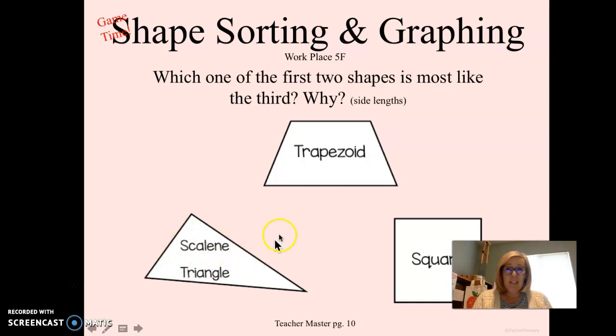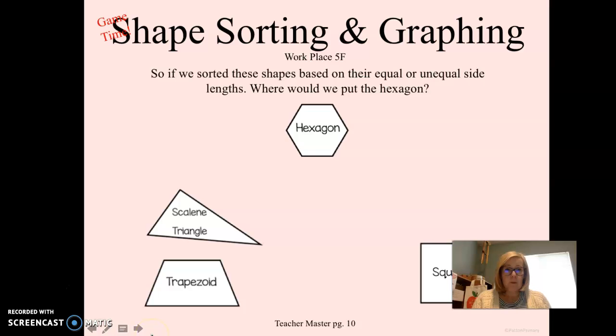How is the scalene triangle most like the trapezoid? All of the sides have different lengths. How is it like the square? It has 4 sides, but they are unequal sides. Trapezoid has unequal sides. Scalene triangle has unequal sides. So we're going to group the scalene triangle and the trapezoid together because they have unequal sides.